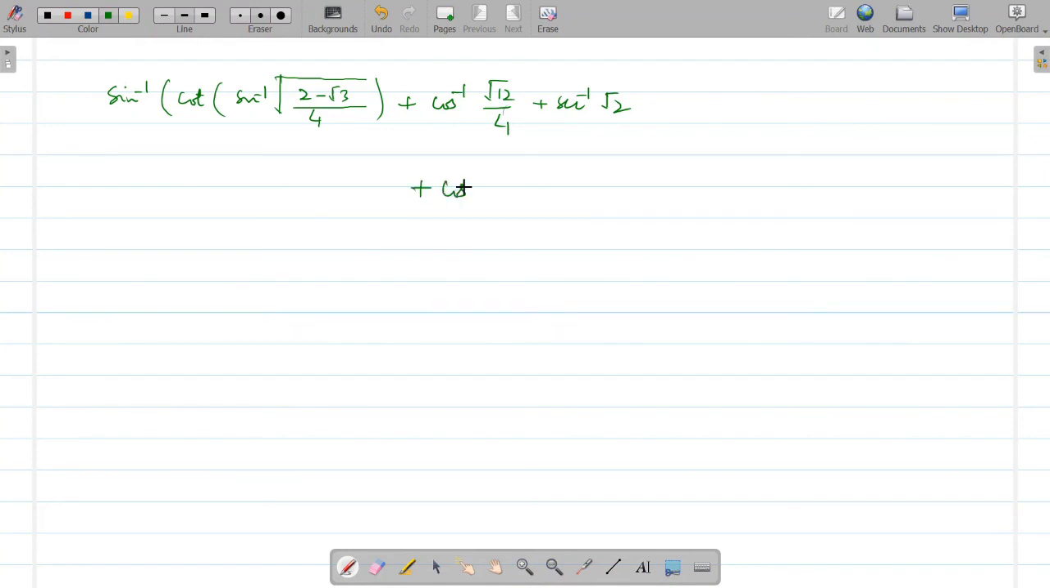We can write this directly as cos inverse of root 3 by 2, because 12 you can write as 2 root 3 there, and plus sec inverse of root 2. So cos inverse of root 3 by 2 we directly know is 30 degrees, so we can write this as pi by 6, and sec inverse of root 2's value we know is 45 degrees. So this is pi by 4. Now we have to convert this sine inverse of 2 minus root 3 divided by 4. I'll solve it here.